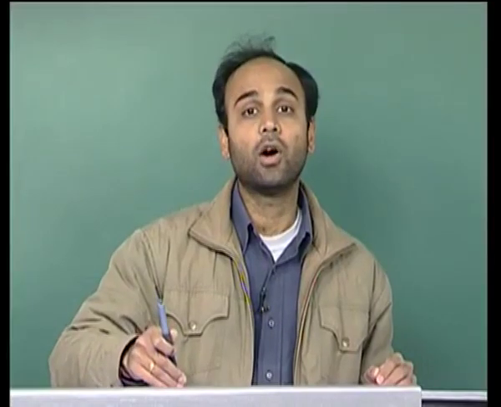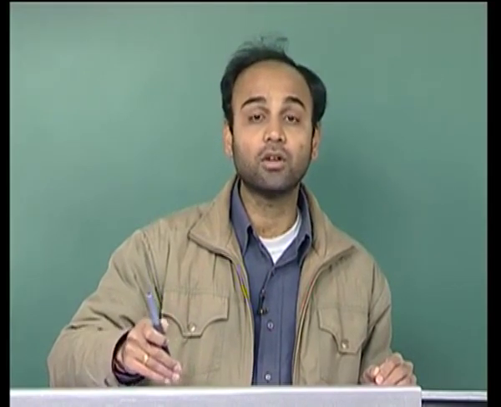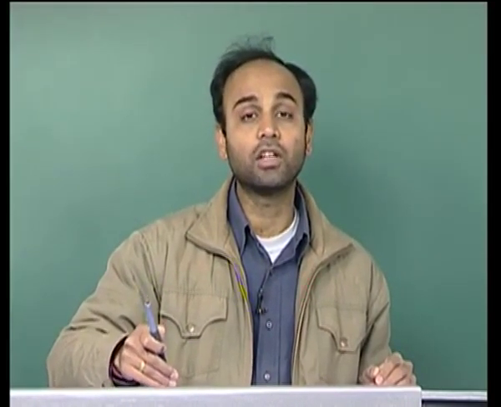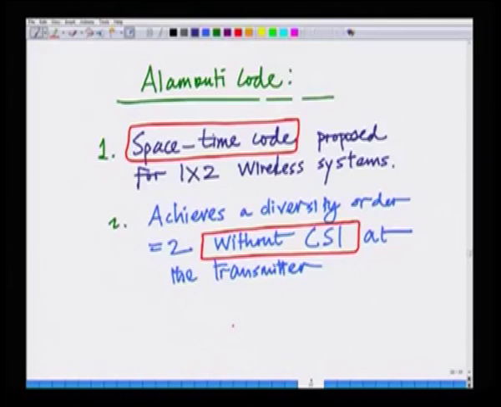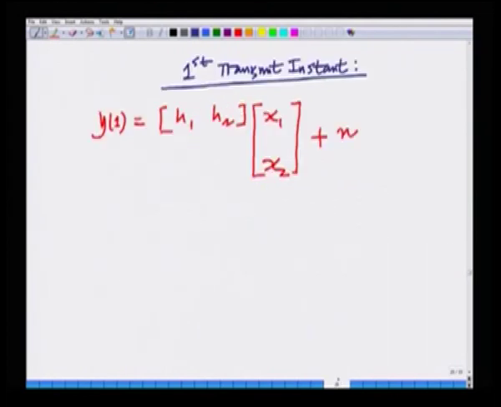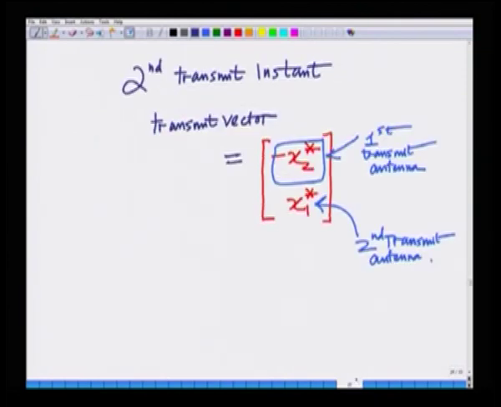Hence, we have to design alternative schemes to achieve transmit diversity without knowledge of the channel state information at the transmitter, and the Alamouti scheme is one such scheme. It is designed for a 1x2 MIMO system, that is, one receive antenna and two transmit antennas, and can achieve the complete diversity order 2 without knowledge of the channel coefficients at the transmitter. We transmit two symbols x1, x2 across the transmit antennas in the first instant, and in the next instant we transmit minus x2 conjugate, x1 conjugate.